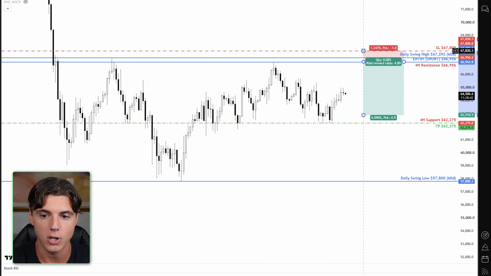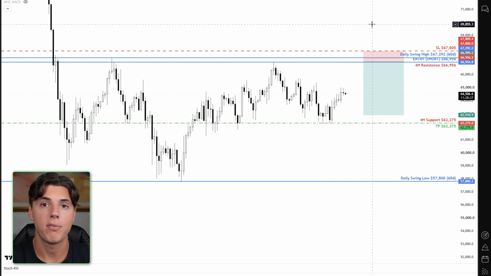So you're not just wanting to place your stop right above the high, but you actually want to provide a buffer so that if price does go and target that daily high liquidity, you won't be stopped out and you will still be in your trade.